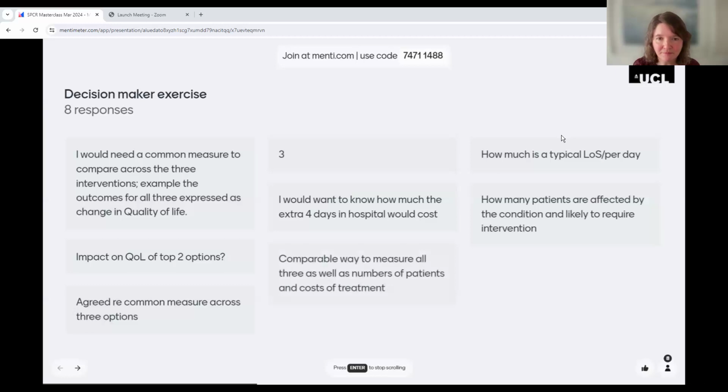Common measure, yeah. Oh, this is very good. What are the patient demographics? Yeah, so that's important as well, isn't it? So in terms of thinking about equity, you would want to know that we're affecting different groups equally, or at least we're not adding to existing inequality. Good.